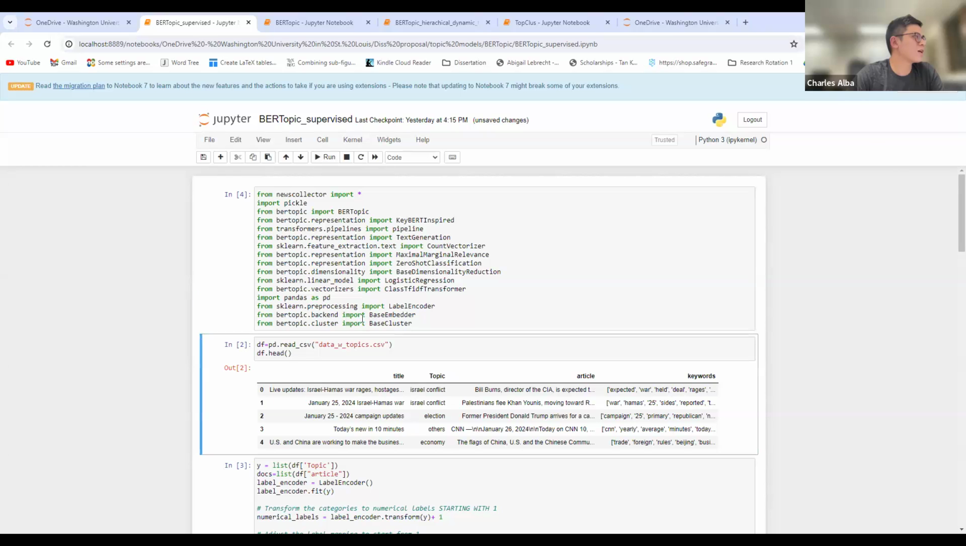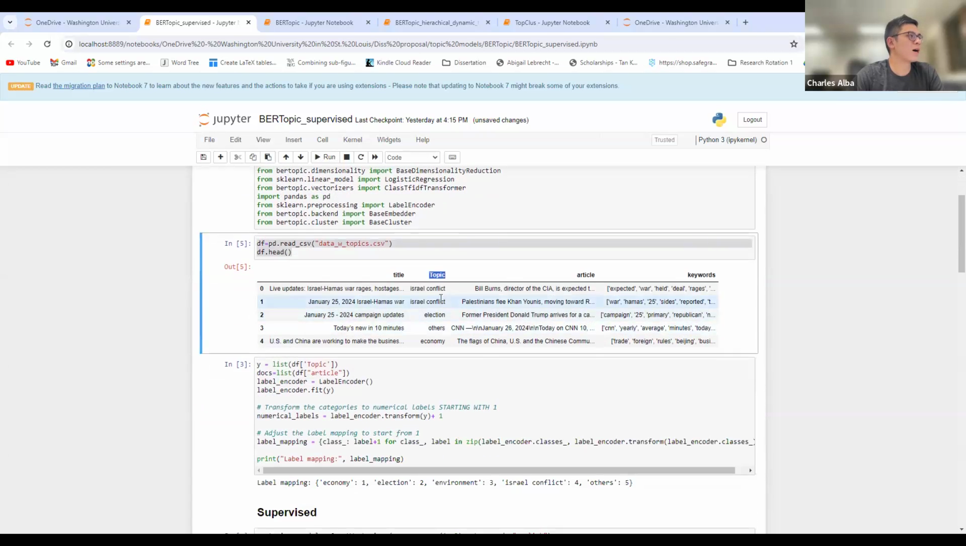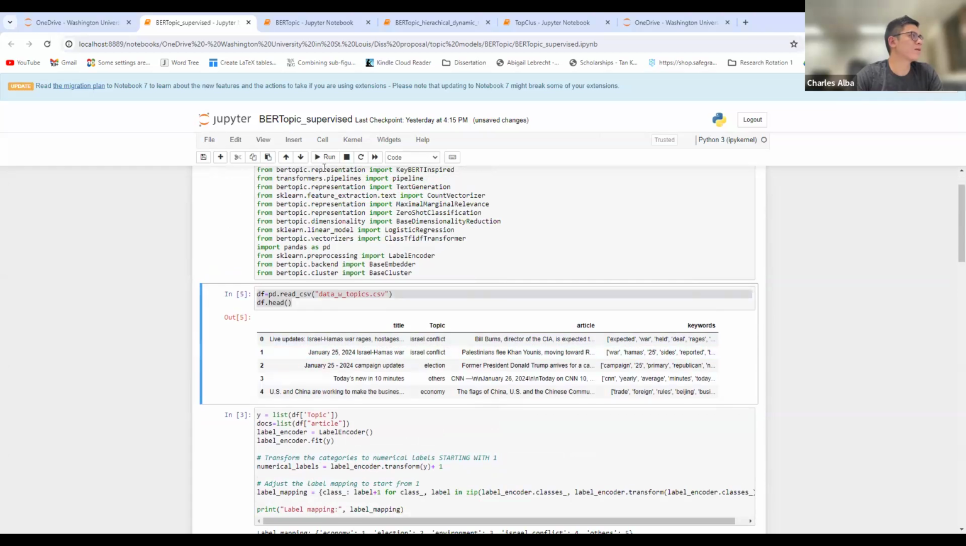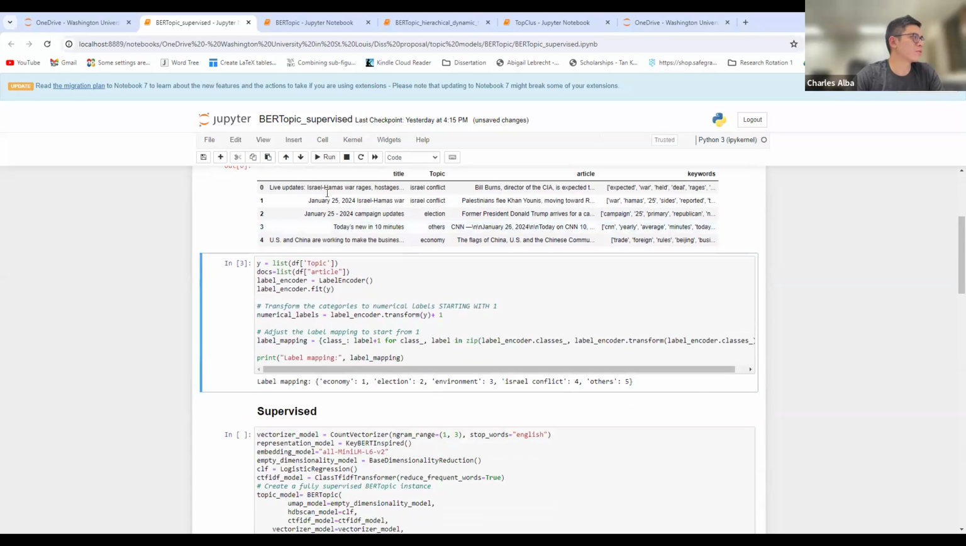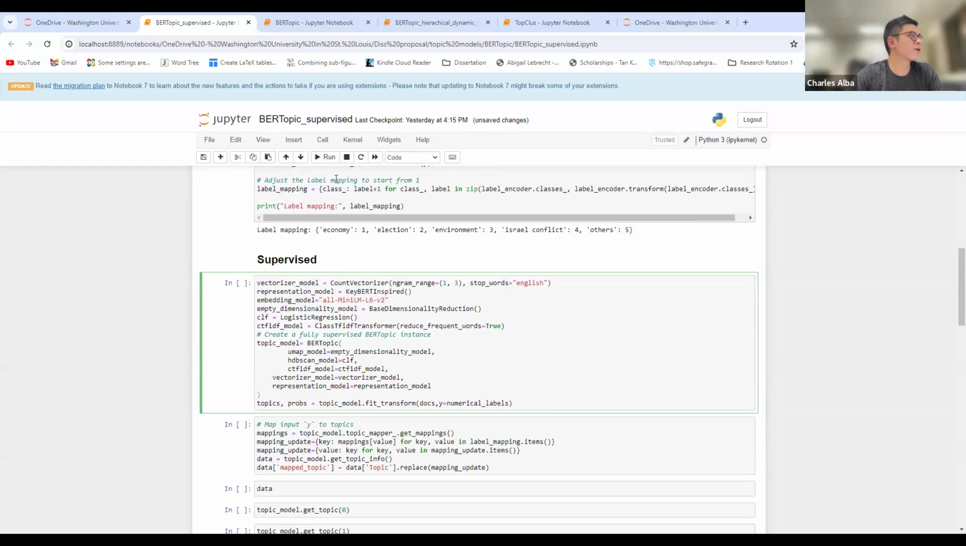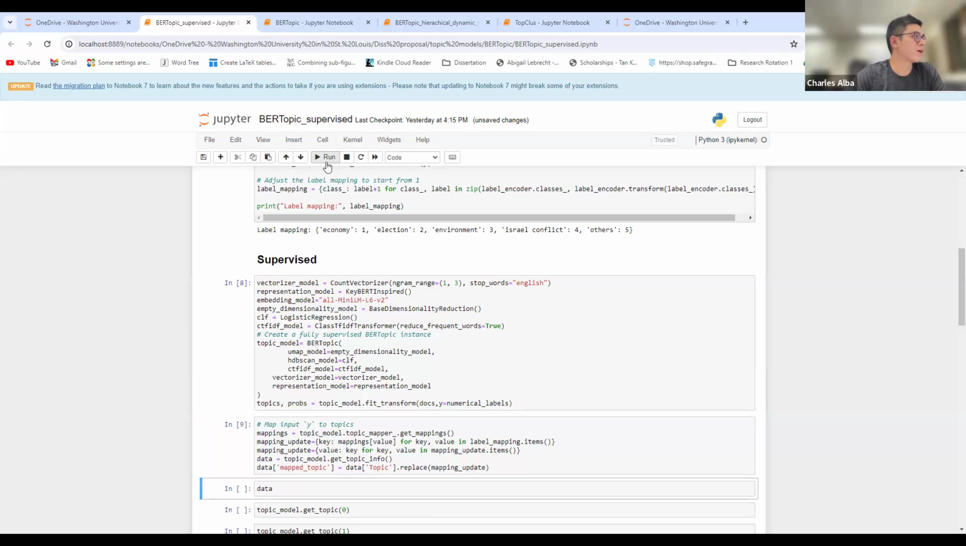So again, you import everything, same as before. This time, because I want to show supervised, I'm the sole labeler of this, so don't blame me, but I manually labeled it based on what I saw. Forgive me if it's bad, but I'm just trying to show how supervised works. I labeled them into economy, election, environment, Israel conflict, and others. And as I showed you earlier, if you have the labels, you can make a predictive model through supervised learning.